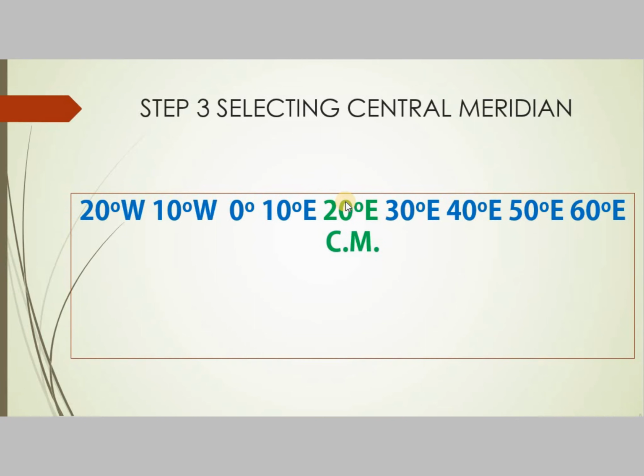So this is the middle value right here, and if we see towards the left we have 1, 2, 3 and 4 values, and towards the right we have 1, 2, 3, 4 values. And the central meridian is the line along which we mark all the parallels while constructing the projection.